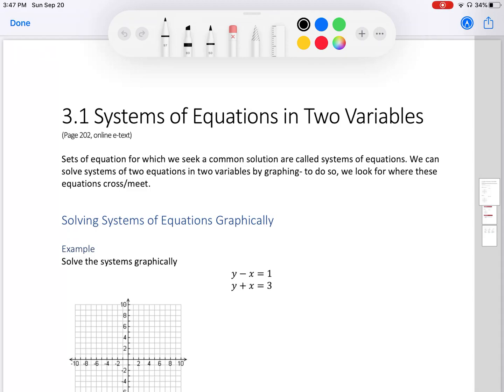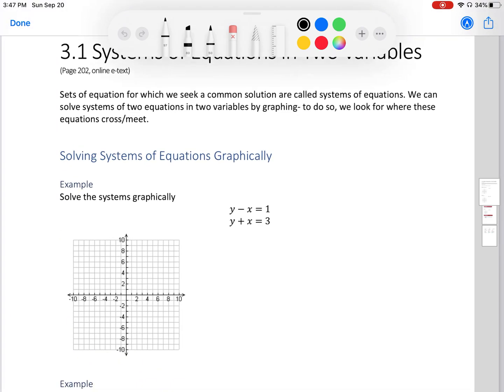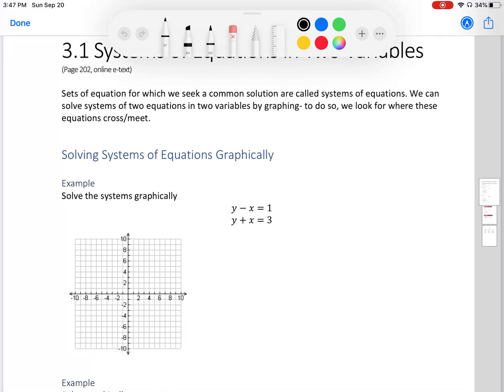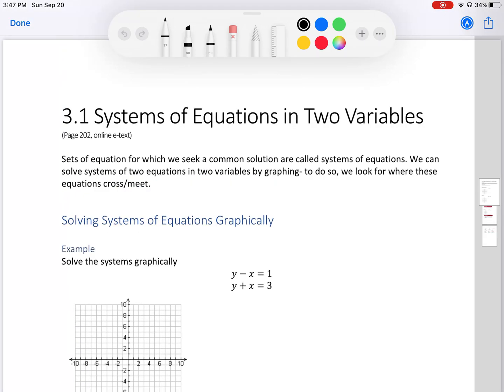Section 3.1, Systems of Equations in Two Variables. All right, so I'm going to run through this section fairly quickly. We're just going to get introduced into the idea of a system of linear equations.